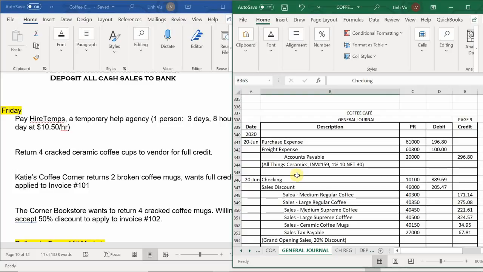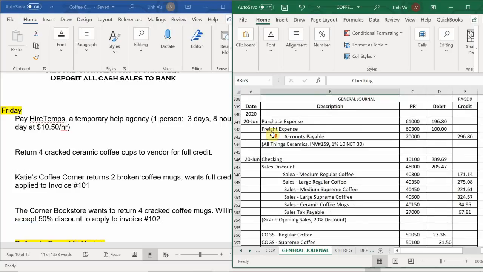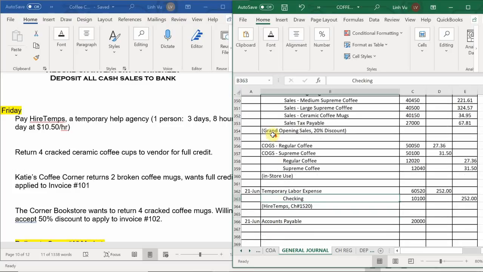Purchase expense. It's a purchase expense, right? We made it as a purchase expense because it's periodic inventory. Now, in this case, how do I return a purchase expense? I'll give you a hint. It is a contra account. Right? Use your chart of accounts.